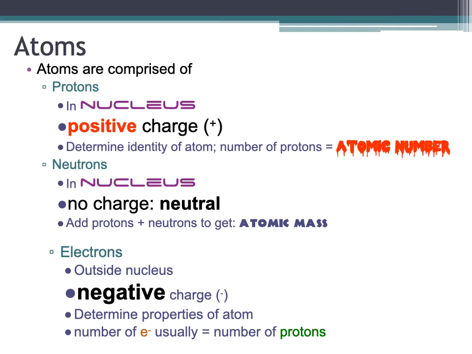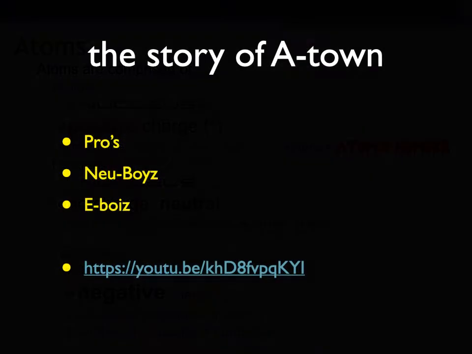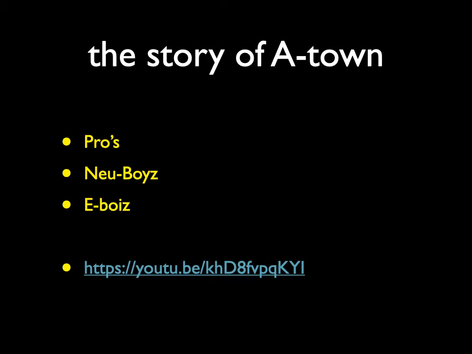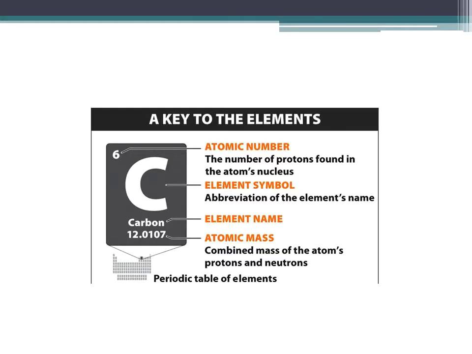Electrons are found circling outside the nucleus. They are negative, and the number of electrons usually is equal to the number of protons. There's a YouTube link there for a really cool thing from a sitcom way back in the late 70s, early 80s that tells you the story of Atom, including 3 gangs called the Pros, the New Boys, and the E-Boys.